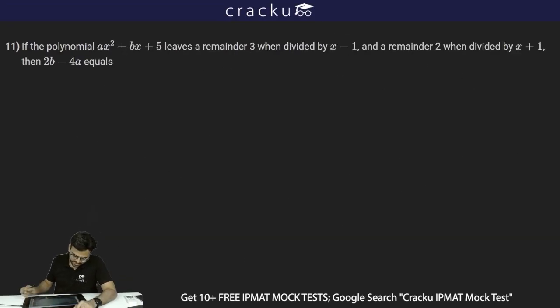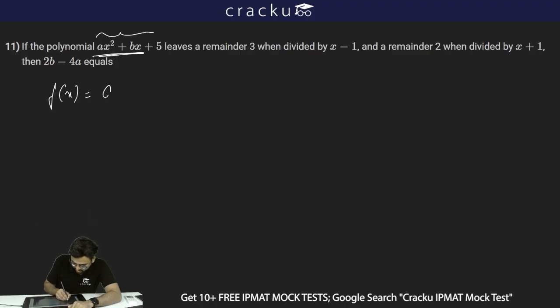The next question is saying: if the polynomial ax square plus bx plus 5 is equal to 0 leaves a remainder 3 when divided by x minus 1 and a remainder 2 when divided by x plus 1, then 2b minus 4a equals what? Okay, I'll assume this as f(x), f(x) is equal to ax square plus bx plus 5.